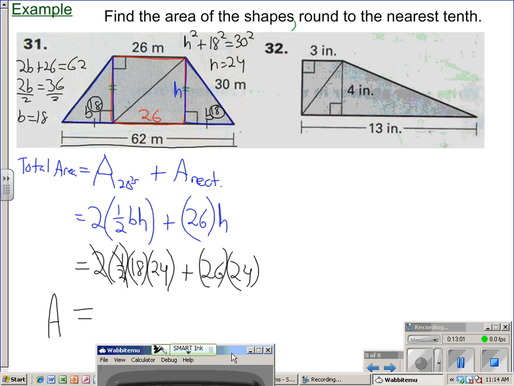So, number 32, just an extra example. I'll leave that up there for your pleasure.